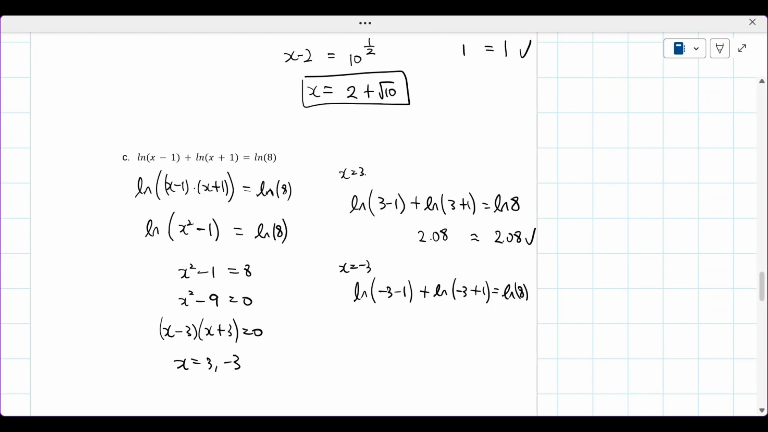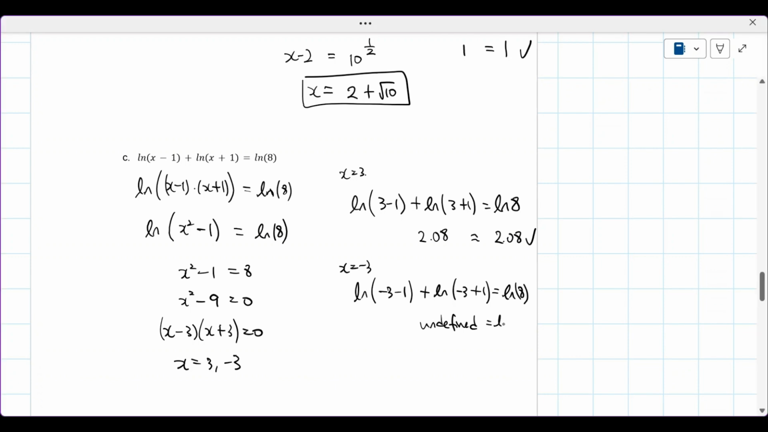Now let's try to put in ln of negative 3 minus 1 plus ln of negative 3 plus 1. And the calculator shouts at me and says undefined on the left hand side.